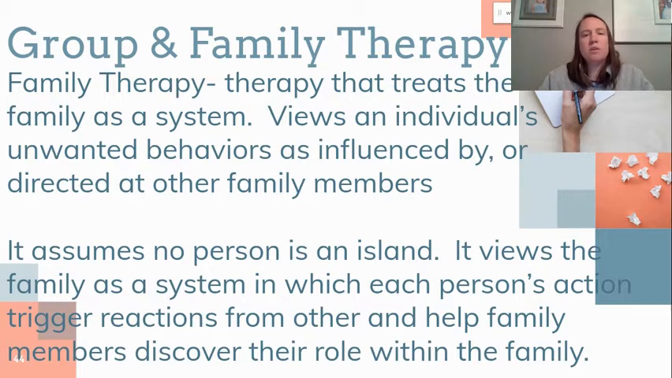So basically it assumes no person is an island. No one is just a complete individual. You're a part of groups, you're a part of friendships, you're a part of your family, right? And your family is probably the biggest group you're a part of. So it views the family as a system as a whole in which the person's action can trigger reactions from other people in the family. And they try and help that person see, when you do this, that's what makes this happen. And then when that happens, this happens. And then the whole family can see their role and how they fit in, how they can help, how maybe they're doing things that are not helping, what we need to avoid, and discover basically how to make the family unit successful.